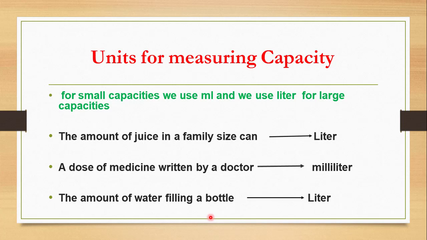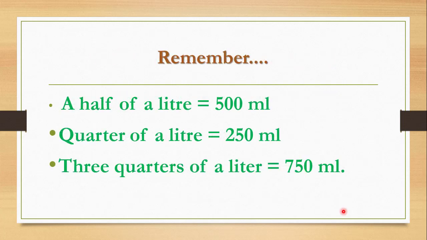So for small capacities we will use milliliter, and for large capacities we will use liter. The amount of juice of family size, for example, I'll use liter. A dose of medicine written by a doctor, the measuring unit is milliliter. The amount of water filling a bottle, also liter. Now I want you to remember that half of a liter is 500 milliliters, a quarter of a liter is 250, and 3/4 of a liter is 750 milliliters. Okay, don't forget.